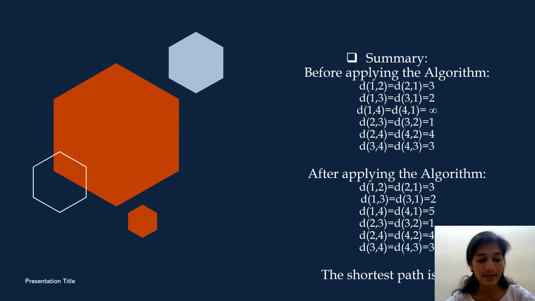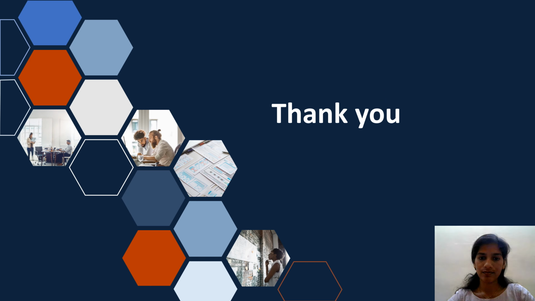So the advantage of this algorithm is we can solve a wide range of problems, calculating the transitive closure of a graph and detecting the negative cycles in the graph. These are the advantages of applying this algorithm. And this is all about the Floyd Warshall algorithm.